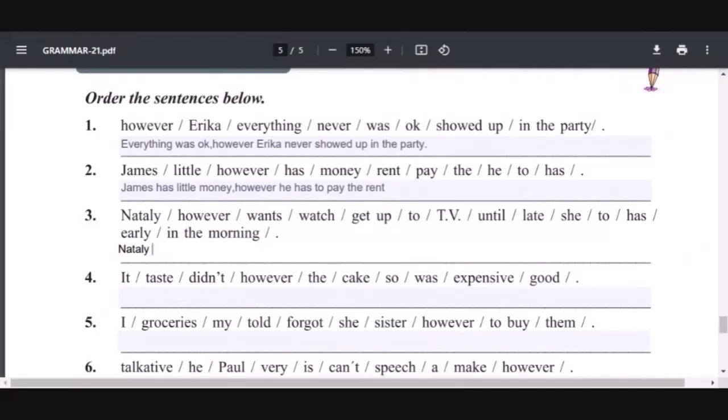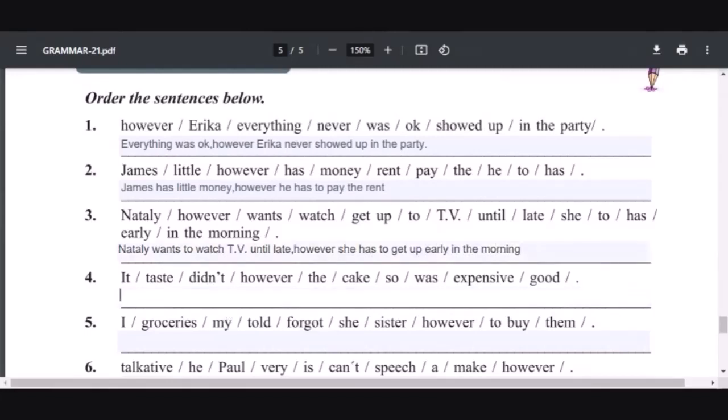Okay, in that case, Natalie wants to get up early. No, I think it's wants to watch. Wants to watch TV, until late, hasta tarde. Until late. Natalie wants to watch TV until late. However, she has to get up early in the morning. Early in the morning.